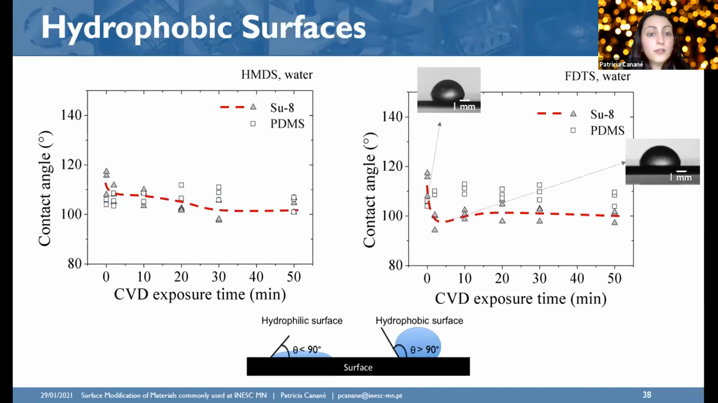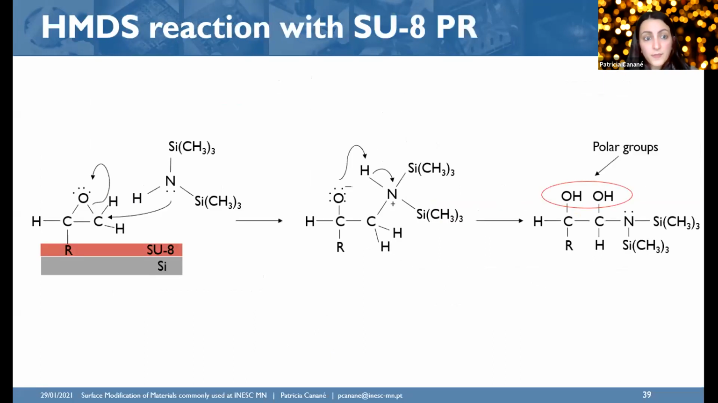On the other hand, when we expose SU8 to these two silanes, we observe a decrease in contact angle, and this can be explained by two chemical reactions. In the case of HMDS, it can react with the epoxy group that is present on SU8 by a nucleophile attack, as we can see here, opening the epoxy group and leaving polar groups formed on the substrate, which is responsible for the decrease in contact angle.